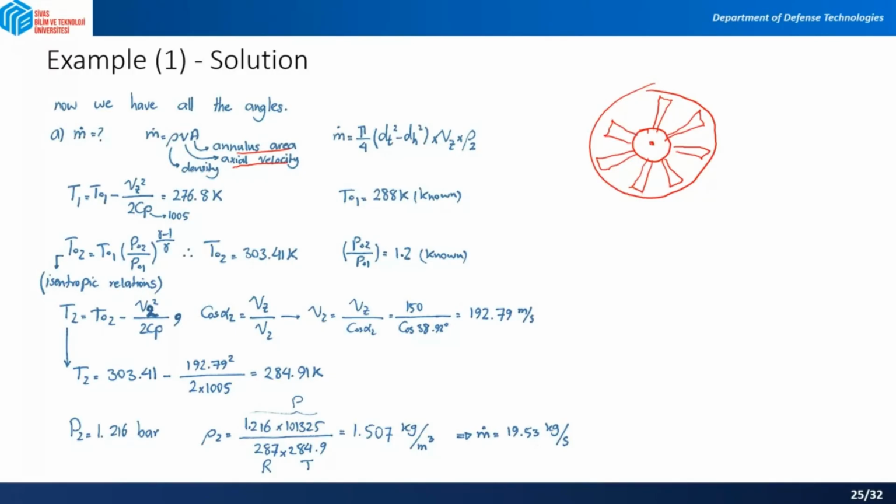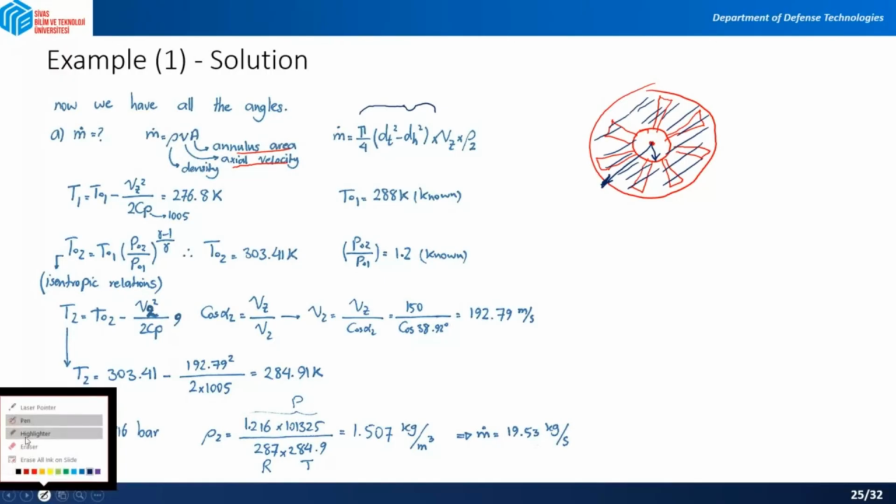So actually what we have is this area, these two, let's say, this radius and this radius. We have this radius and this radius. So the annulus area is actually this hatched area that the air passes through. That's why this annulus area is pi over 4 times d tip squared minus d hub squared.